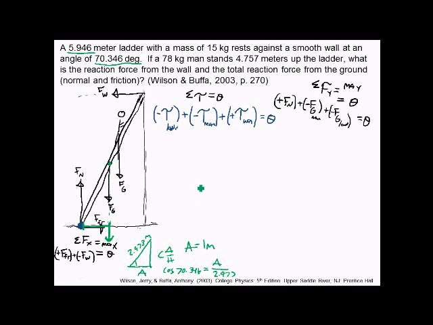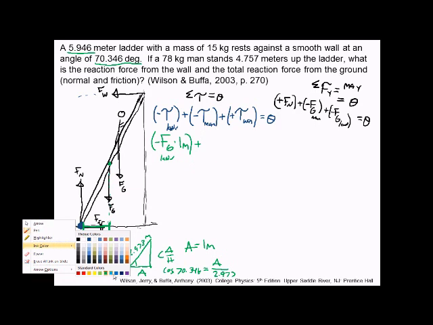And so we're going to place that into the first torque, so negative torque, force of gravity of the ladder times 1 meter, plus we need the torque of the man.